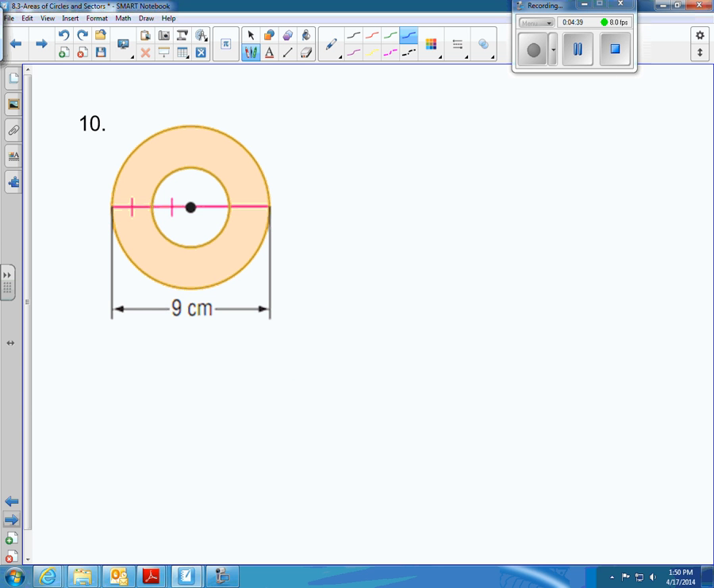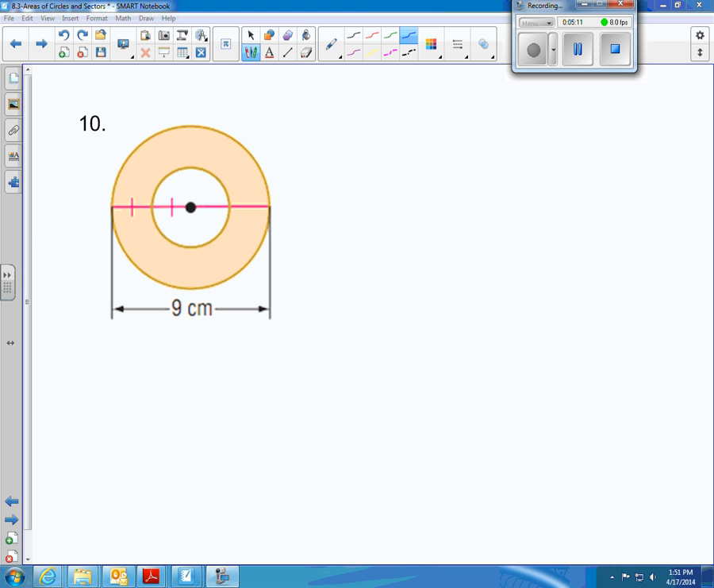Okay, next problem. Ooh, this one looks way different. Shaded area. Now here, we aren't dealing with the sector anymore. We're dealing with 2 circles, the big circle and the small circle. So I need to think in terms of area, but probably not area of a sector, because I don't have any sectors this time. Why don't we start off by finding the area of that small circle and then find the area of the big circle and see what we can do with that.